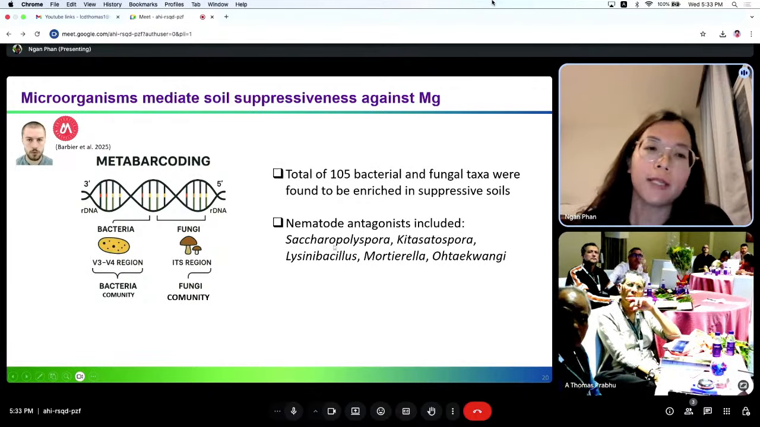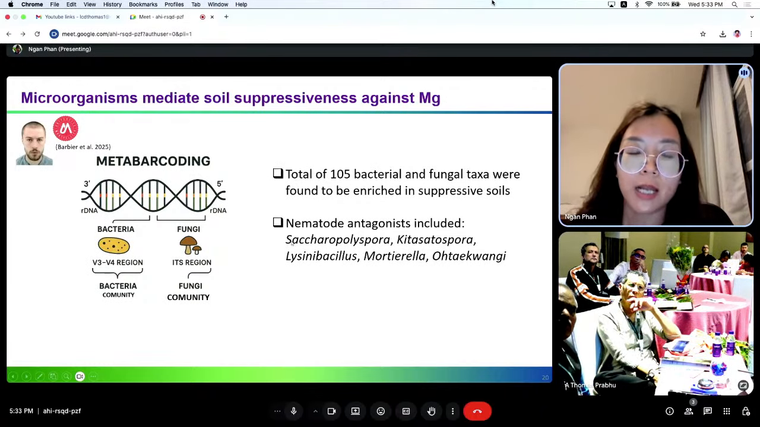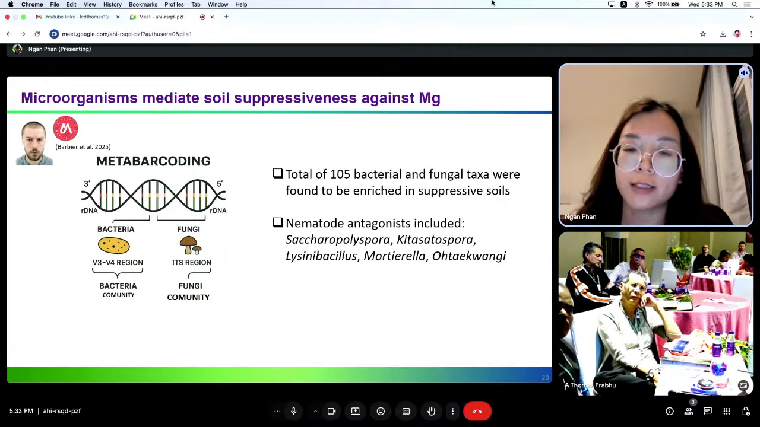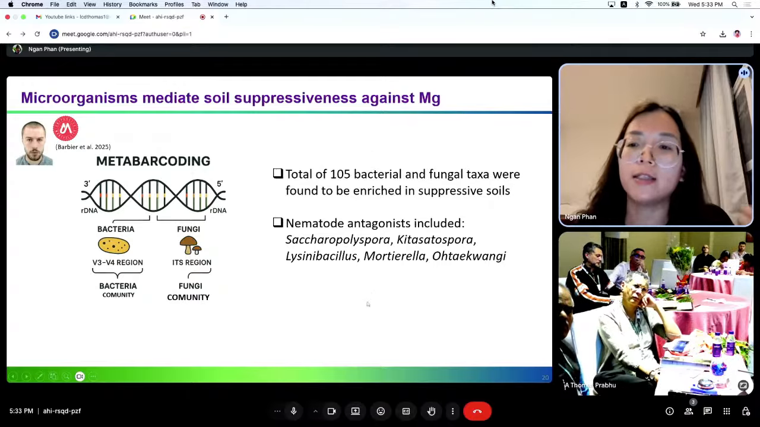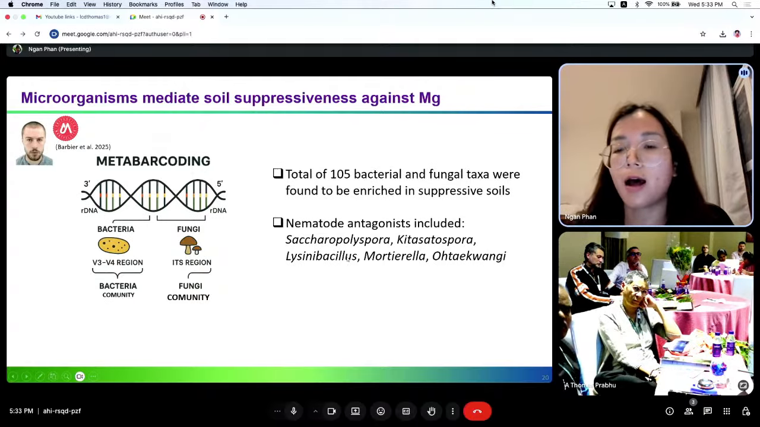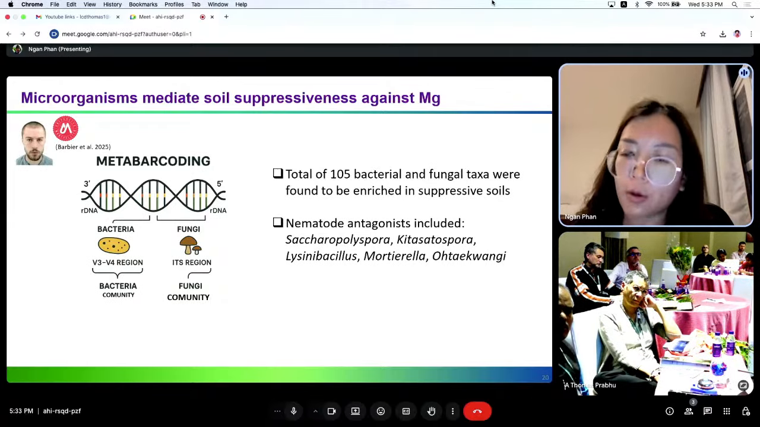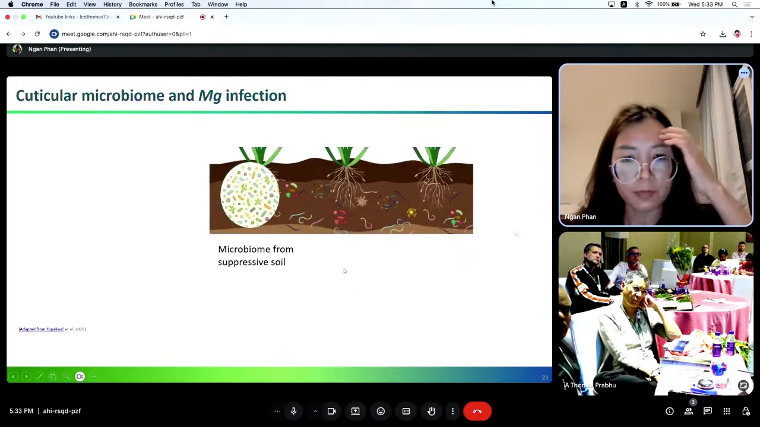And using the metabarcoding approach, we identified more than 100 bacterial and fungal taxa that are enriched in the suppressive soil. And among them, there are known antagonists, taxa that were known to have antagonistic activity against nematodes.